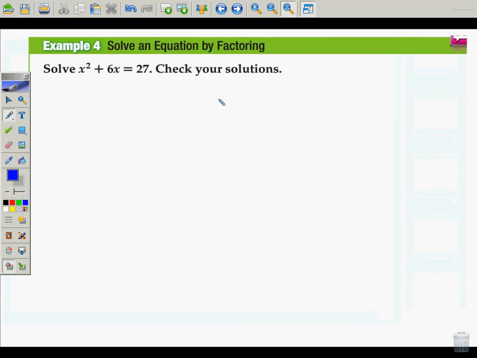Going to be solving by factoring. Remember, the way you solve by factoring is to use your zero product property, which means I somehow have to get one side equal to 0. So I'm going to get rid of this 27 on the right side by subtracting 27, and then I get x squared plus 6x minus 27 equals 0.